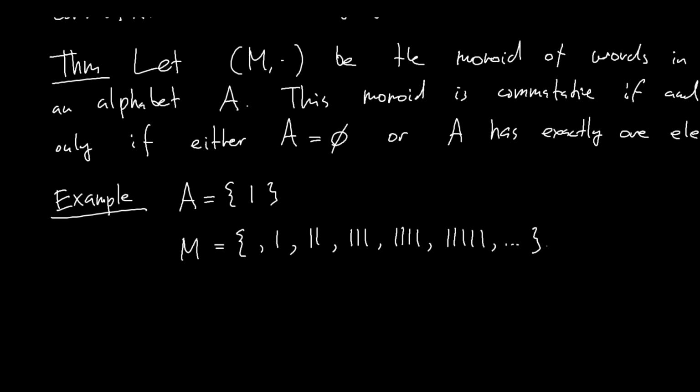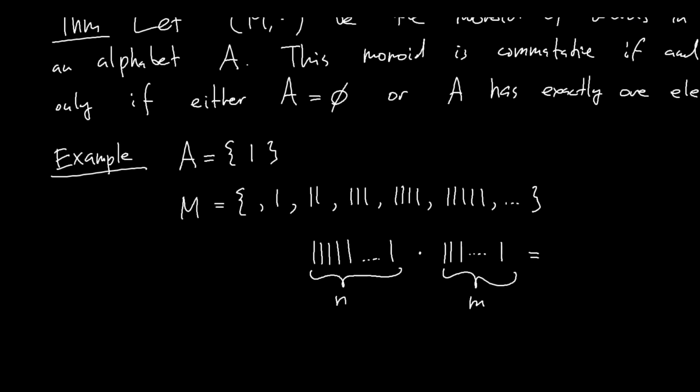Does this resemble anything we know? What was that tally thing we learned in primary school where you do a tally of counting? Yeah, if I have a word of length n in this monoid, right, and a word of length m, and if I multiply that, right, I put all these sticks together, how many sticks will I get as a result?